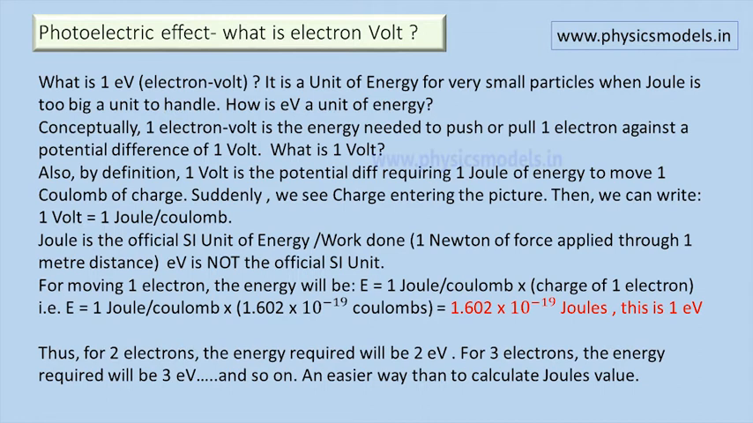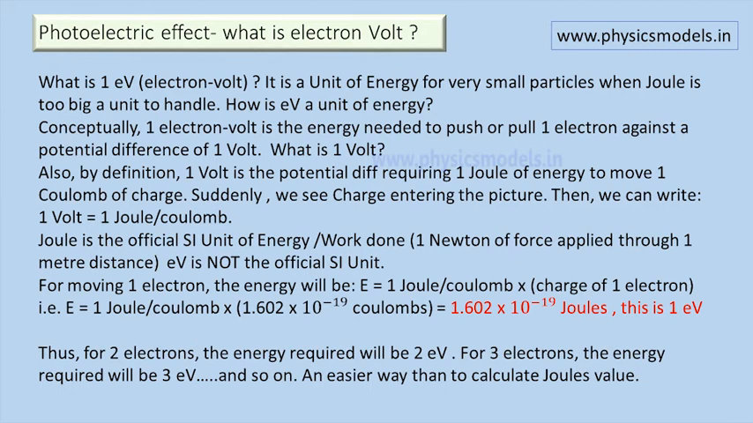Now 1 electron volt, if it's energy, what is it? It is the energy required to push or extract 1 electron against a potential difference of 1 volt. Then the question arises, what is 1 volt? 1 volt is defined as the potential difference that requires 1 joule of energy to act on 1 coulomb of charge. So 1 volt is equal to 1 joule per coulomb.